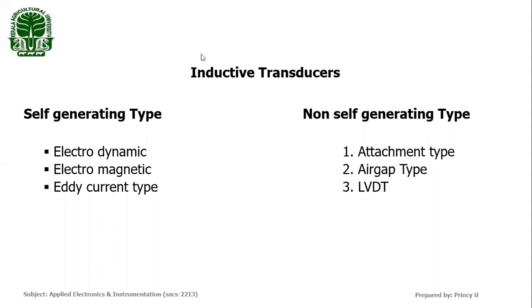Inductive type transducers are classified mainly into two types: self-generating type and non-self-generating type. From the name itself, you can identify what self-generating means: it produces a field by itself. There is no need of any external electrical source to work. They work with the energy which is produced by itself. The non-self-generating type needs an external electrical source of energy to work as a transducer.